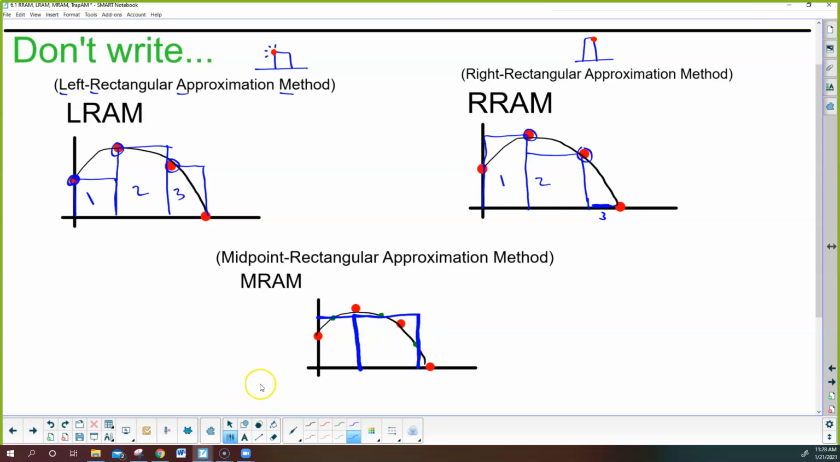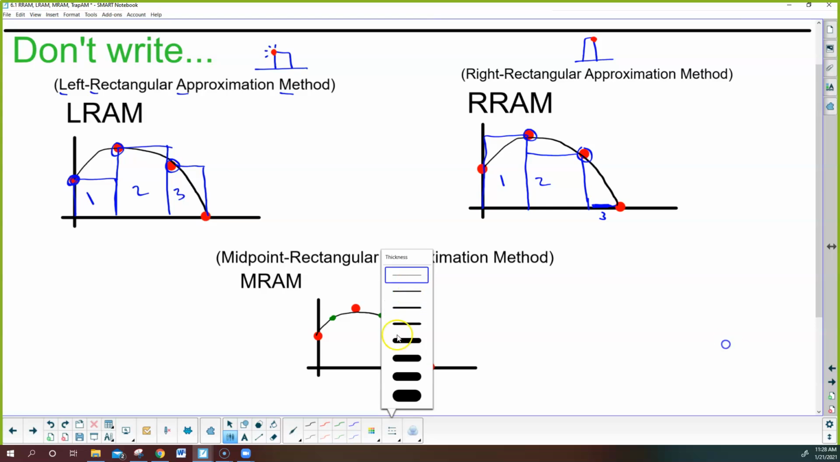Oops, I messed that one up. Hold on. So I want to create my intervals between these points. So I'm going to go from here to here. And then I'm going to go, and let's say this one is just a little bit higher.